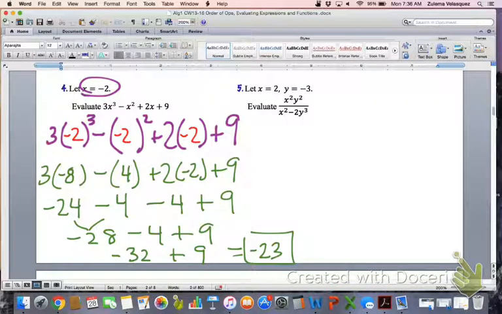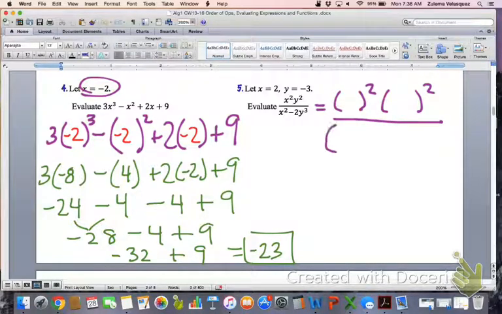Last one, we have a division expression, a big giant fraction, so we're going to just be careful as we substitute. So I'm just going to go to the right here. We're going to substitute the x, and we're going to square it, the y, and we're going to square it, all over the x squared again, minus 2, and then square the y.